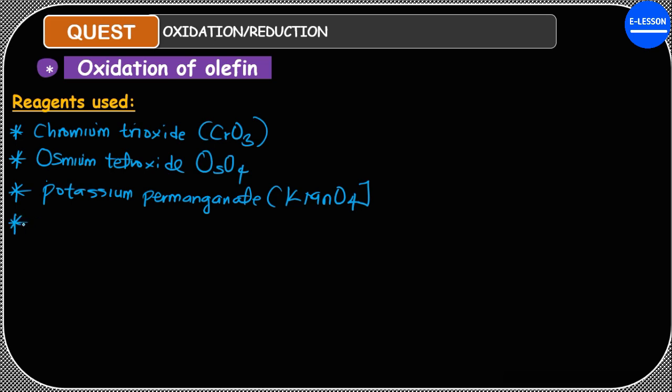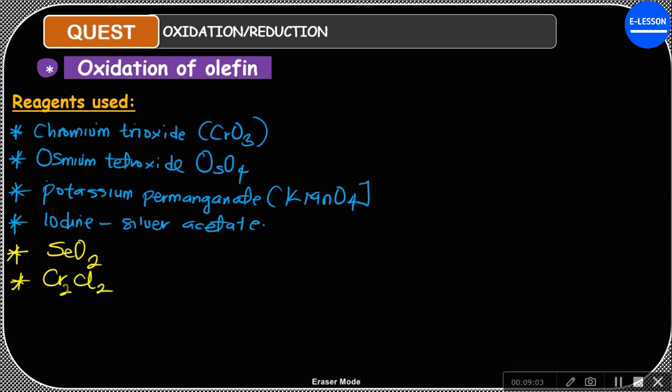Then the next one is iodine silver acetate for oxidation of alkene. And then another oxidizing agent that we are going to look at is selenium dioxide, which is SeO2. And finally, we have chromyl chloride, which is something like this. Chromyl chloride. Are you getting it? Something like this.